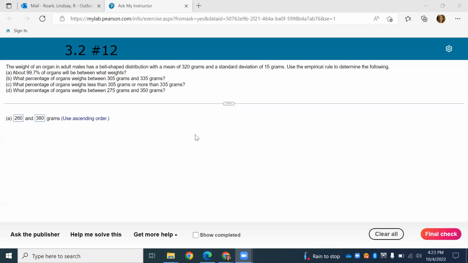So 3.2 number 12 is a question from homework that is a perfect example of the empirical rule and what we want to do to solve it. So I wanted to walk you through what you want to do to solve these problems and how you know when you're supposed to do this.